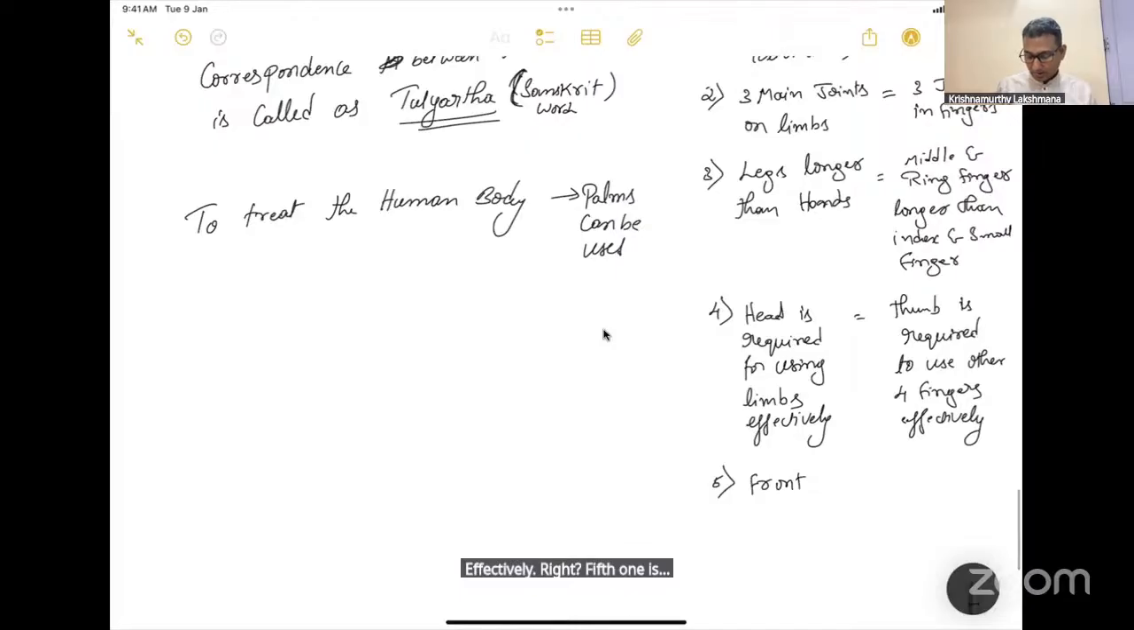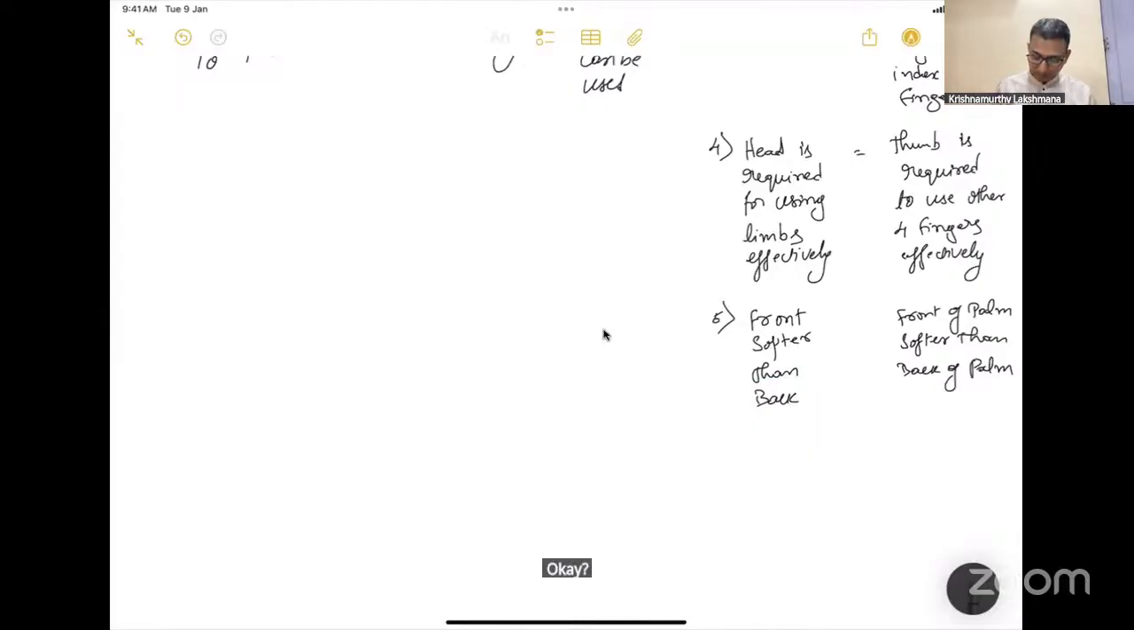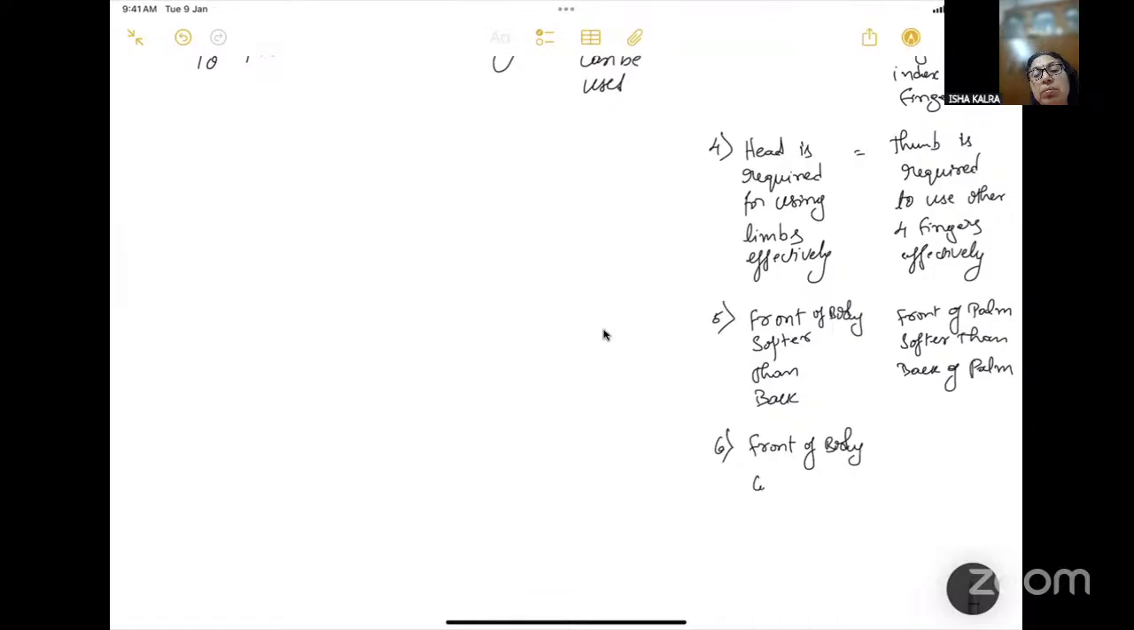5th one is front softer than back. Front of palm softer than back of palm. Okay. Front of body here is comparatively fairer.